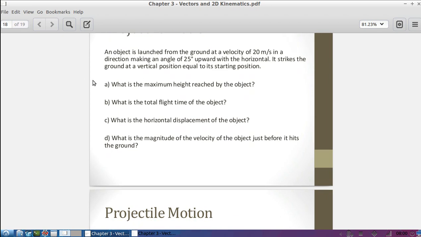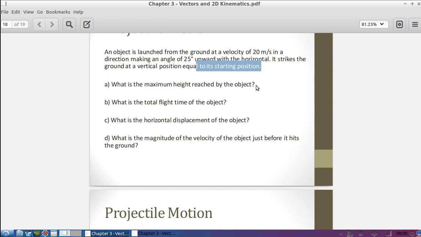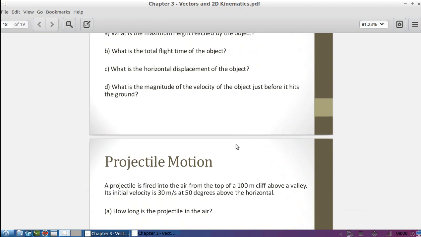So we're looking for four things: the max height of the object, the total time the object's in the air, the horizontal displacement, and then the magnitude and the direction of the velocity of the object just before it hits the ground. Now there's an easy way to do this because we know it's a symmetric free fall problem, but I'll just go through the motions and show you how we find the final velocity in the x and the y direction, and then we'll have the components, we'll find the magnitude and the direction.